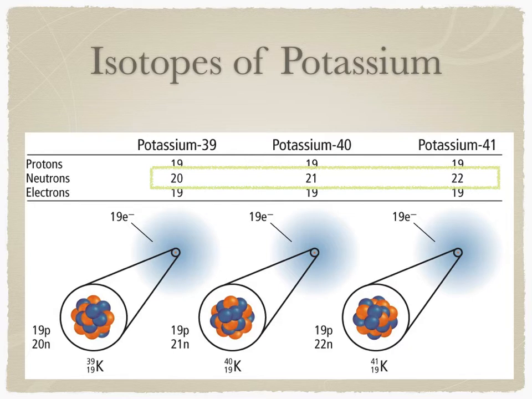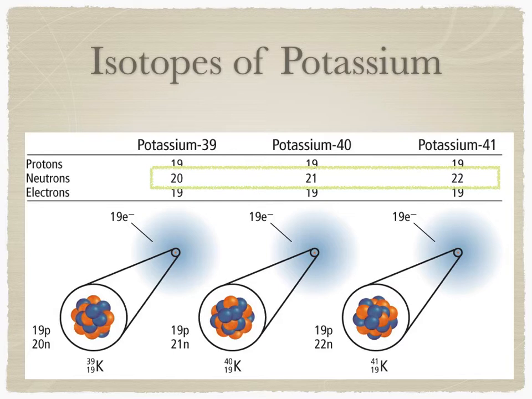When you're writing isotopes in symbol form, you write the letter, so K for potassium, with the atomic number on the bottom and the atomic mass on the top. From looking at this, potassium with a 19 and a 39, we can tell that there is a total of protons and neutrons together of 39.